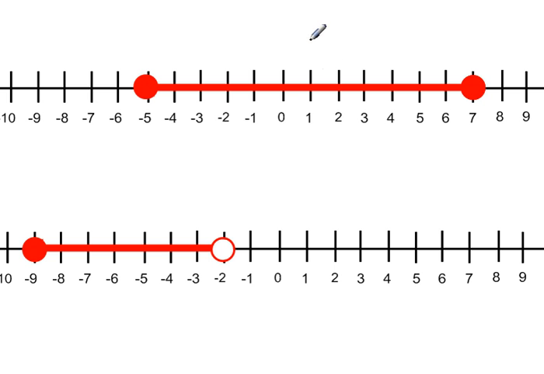So this one here, we've got a minus 5 and we've got a 7. So now we've got x is greater than or equal to minus 5 and x is less than or equal to 7. For this one here, we have minus 9, we have minus 2. X is greater than or equal to minus 9, but x is less than minus 2. That one's shaded in, that one's not. So the minus 2 is not included, but the minus 9 is.